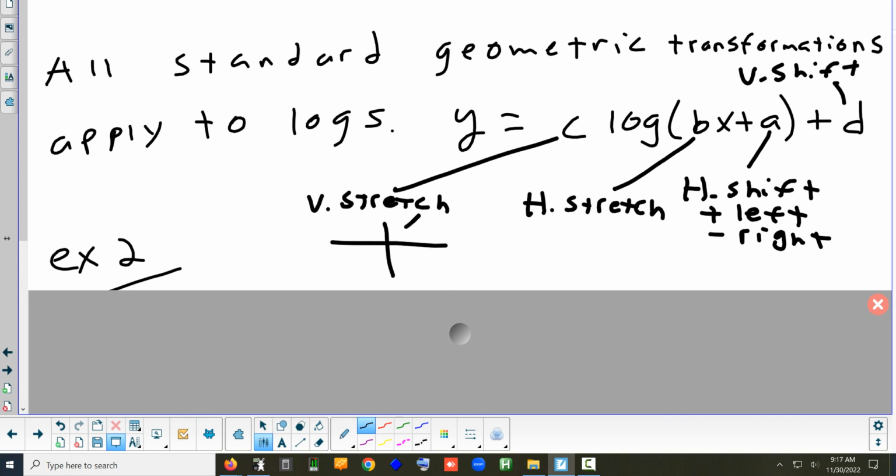So vertical reflection looks like this. That's vertical. Or you could say we flip it over the x-axis. If B is negative, you'd have a horizontal reflection. That's a horizontal reflection. Okay, so nothing new with all those transformations.